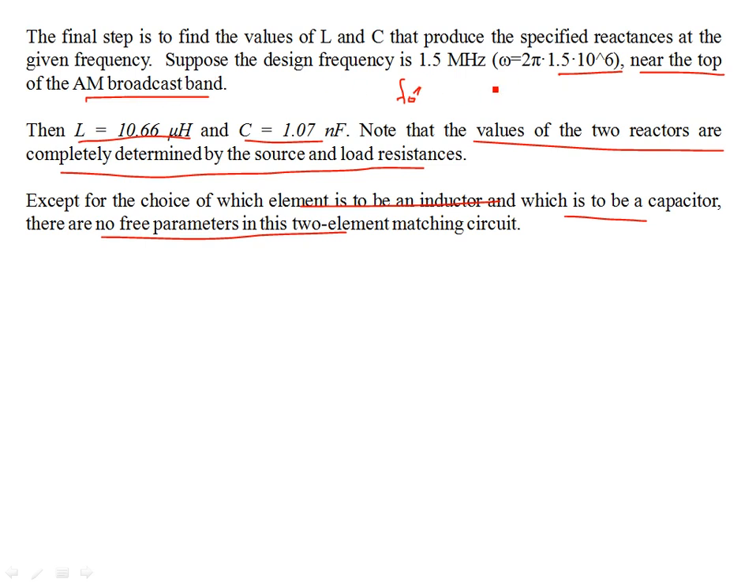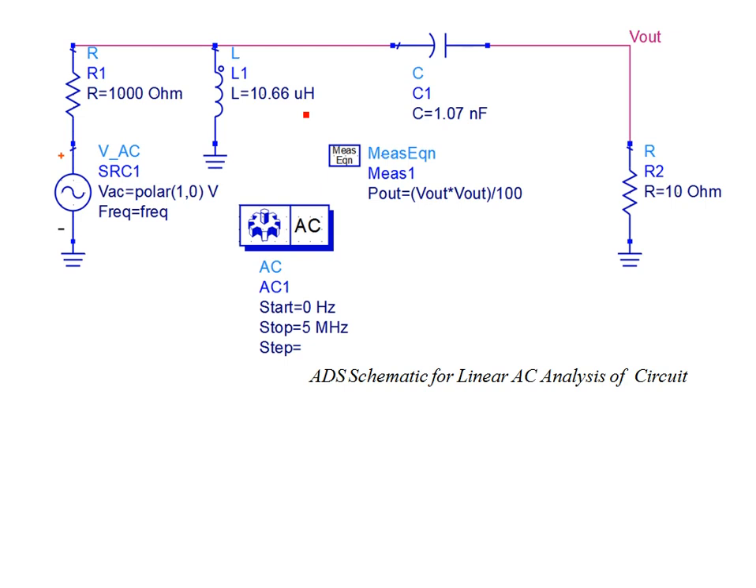In this case, it's 1.5. So once you have these values, inductor and capacitor, I have this ADS schematic which is set up for the linear AC analysis of the circuit. This is a linear circuit, it doesn't have any BJT or diodes. Okay, we are considering linear passive circuit elements throughout.